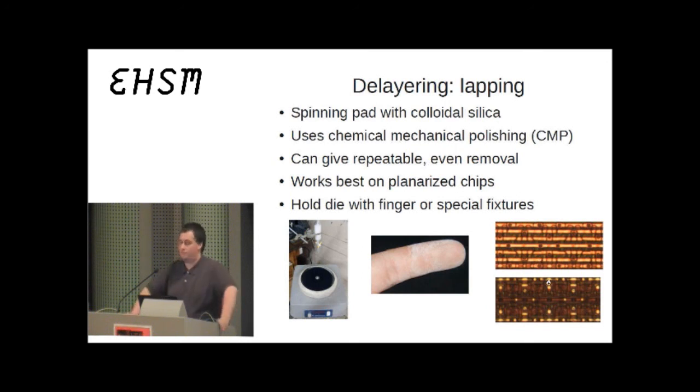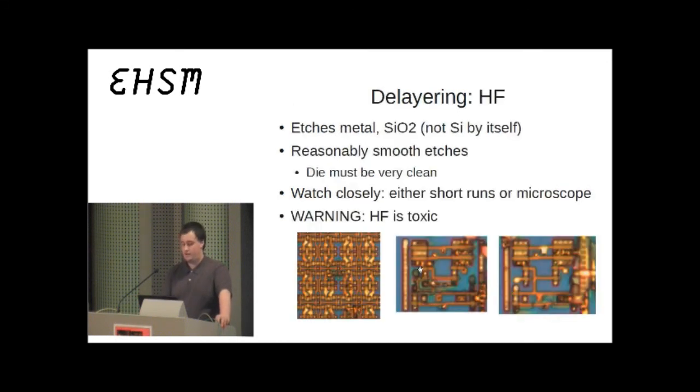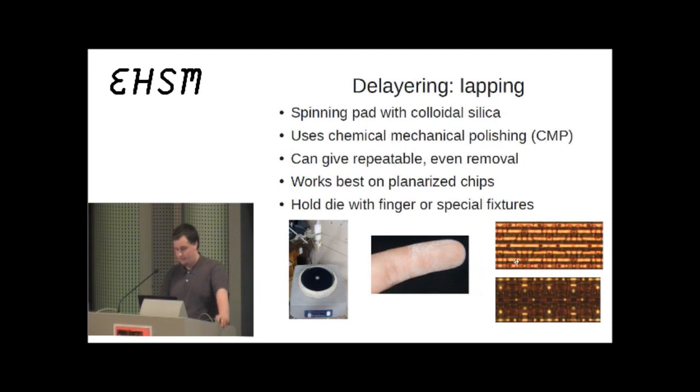You can also get some special fixtures, which help with that. And these chips that I showed are not planarized, planarized being the ones that are built layer by layer. If you look, you can see defects in the second metal here from the M1 that's below it. If it was a planarized chip, you wouldn't see these little ridges. But it still works okay on the non-planarized chips.